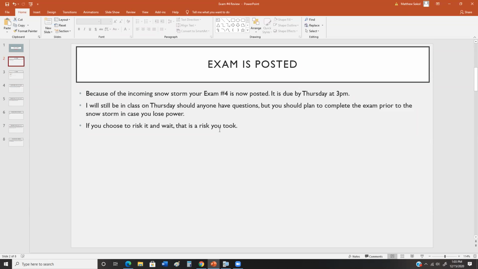But because of the impending snowpocalypse, you should plan to complete the exam prior to the snowstorm, in case anybody loses power. Just so you get it out of the way. If you choose to wait and something happens, that's a risk you took. I'm not going to deal with it. It's open now. You have 48 hours. Snow's not supposed to come till tomorrow. I feel like this is a pretty good deal. Does that sound okay to everybody?